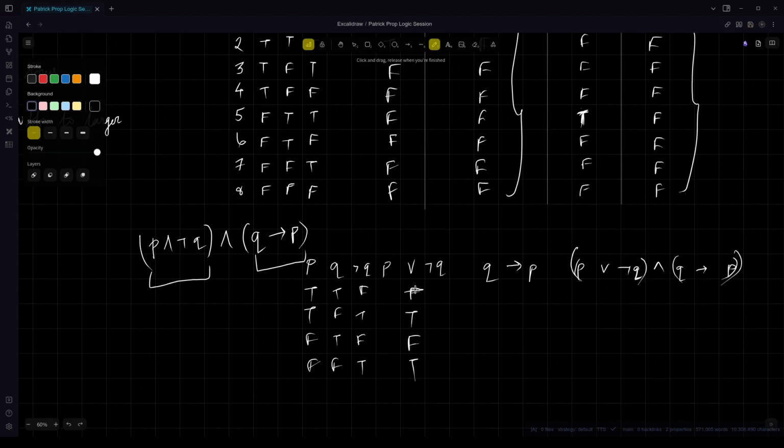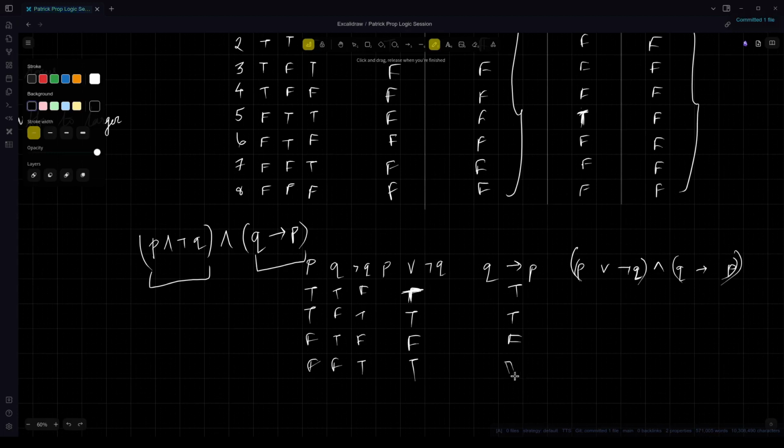Yeah, sorry. So this is true. This is true. This is true. This is false, and this is true. Okay. And this one, that's Q implies P, right? So that's true. That's true. That's false. And that's true.